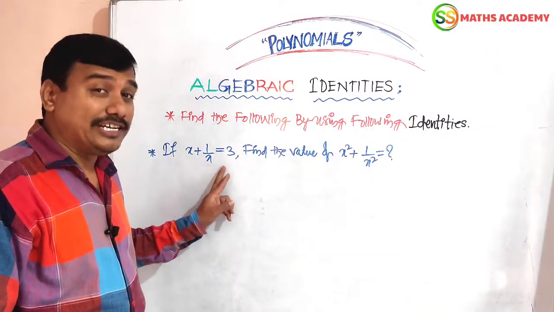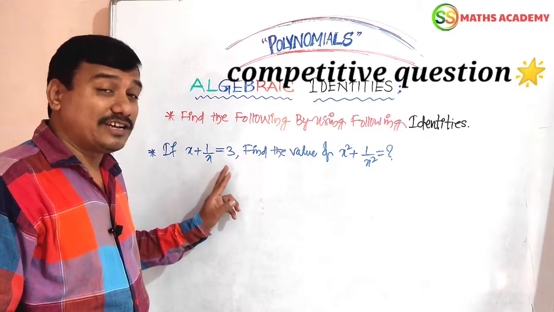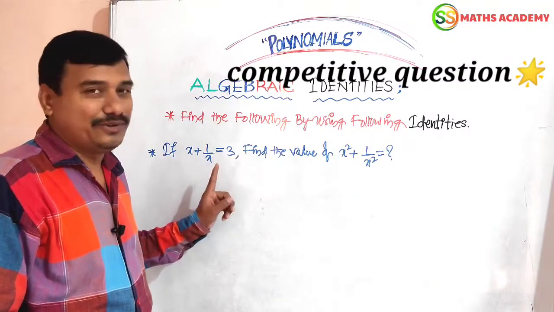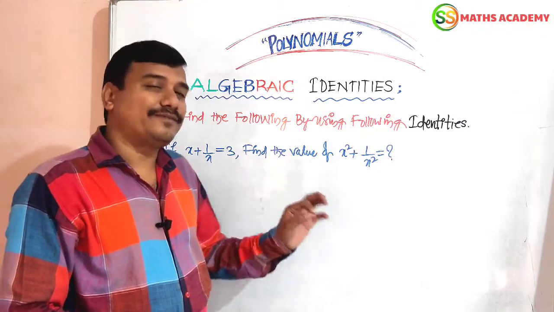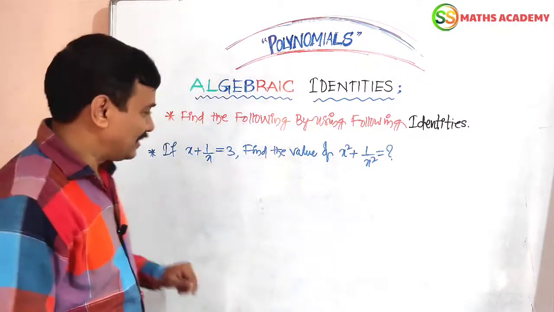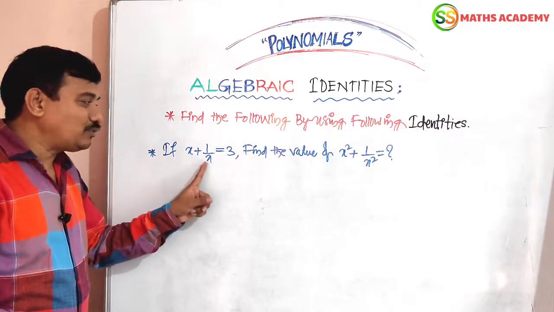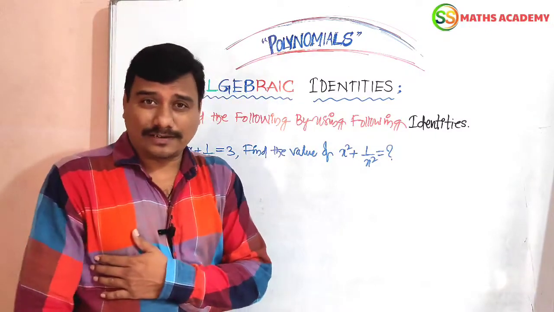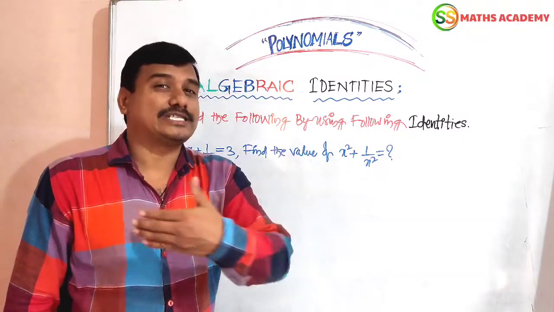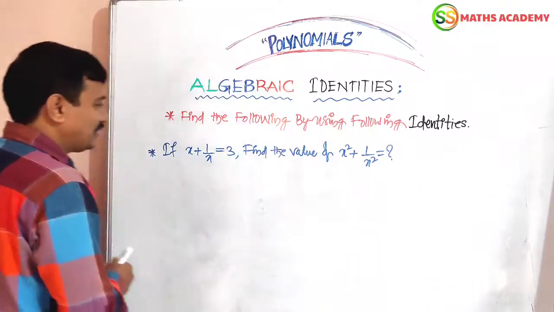Now, one of the competitive examples, one of the competitive questions, friends. I will tell you an easy technique also. First we have to go with the first method, then after that the easy technique, right? Now, let us see. If x plus 1 by x equals 3, then find the value of x square plus 1 by x square. No problem.